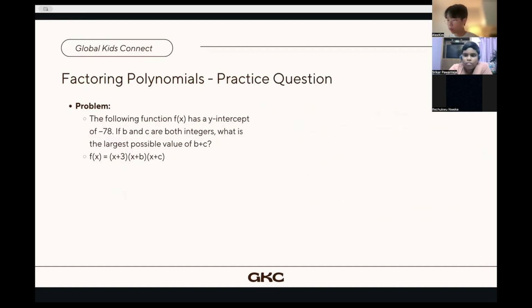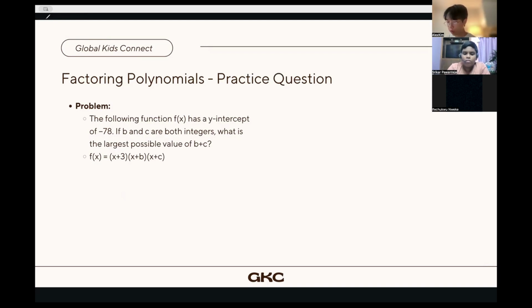Okay, this time we'll take another look at a practice question. And so the problem states the following: the function f(x) has a y-intercept of negative 78. If b and c are both integers, what is the largest possible value of b plus c?